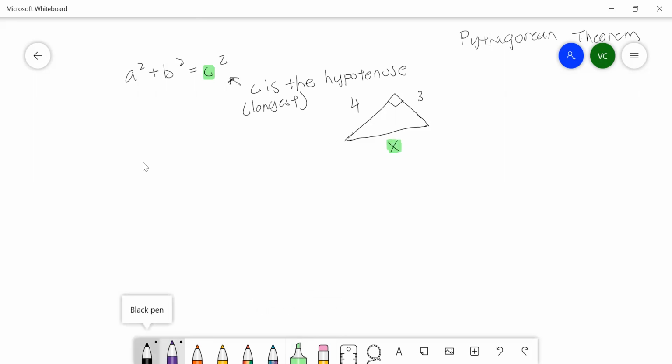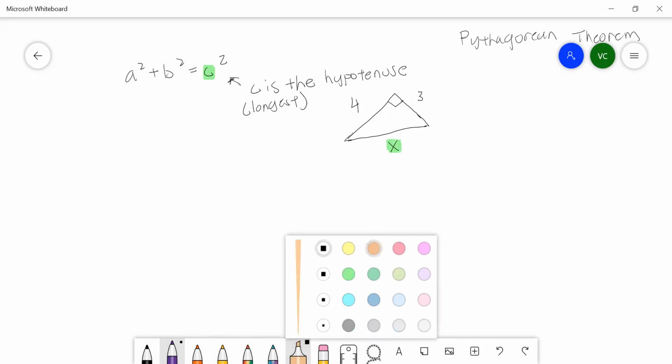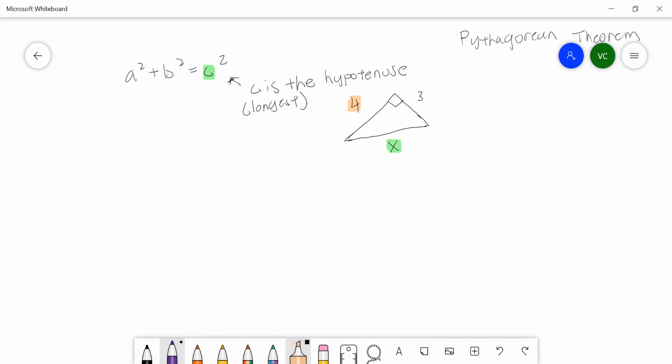And next, tell me what are the two shorter sides? The two shorter sides can be put into A and B. So it doesn't matter which one you do. So that's why I'm going to do orange for both. So 4 could be A, or 4 could be B, 3 could be A, 3 could be B. Okay, so now plug it in and try to solve it yourself. Pause the video.